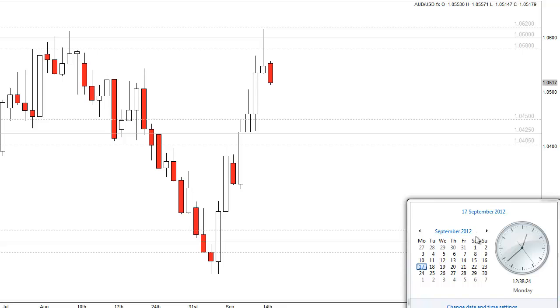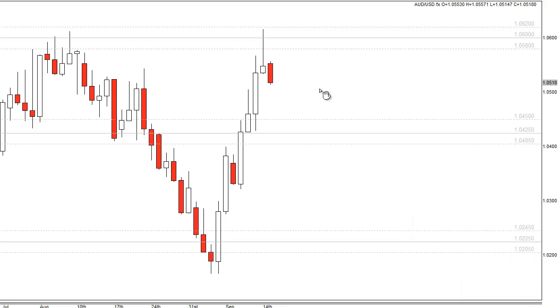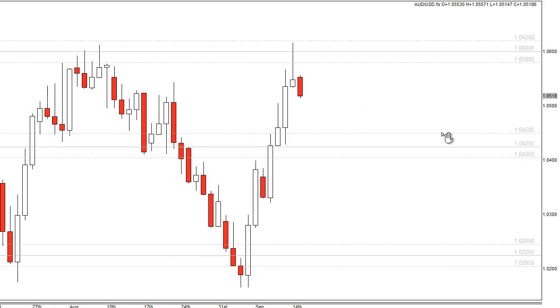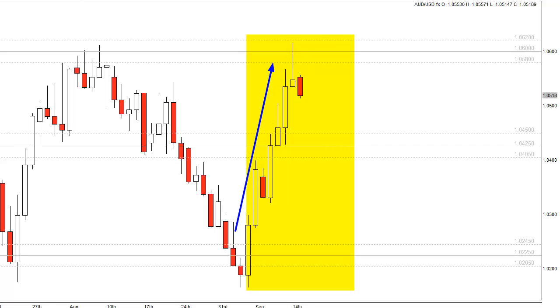Today is Monday the 17th of September 2012 and the time is 12:40 GMT plus 1. You're looking at an AUD USD daily chart and I'm looking to take a short reversal trade here. This is the setup. We have a strong bullish preceding trend heading into this area of resistance here, and then we have what looks like the beginning of the reversal trend.